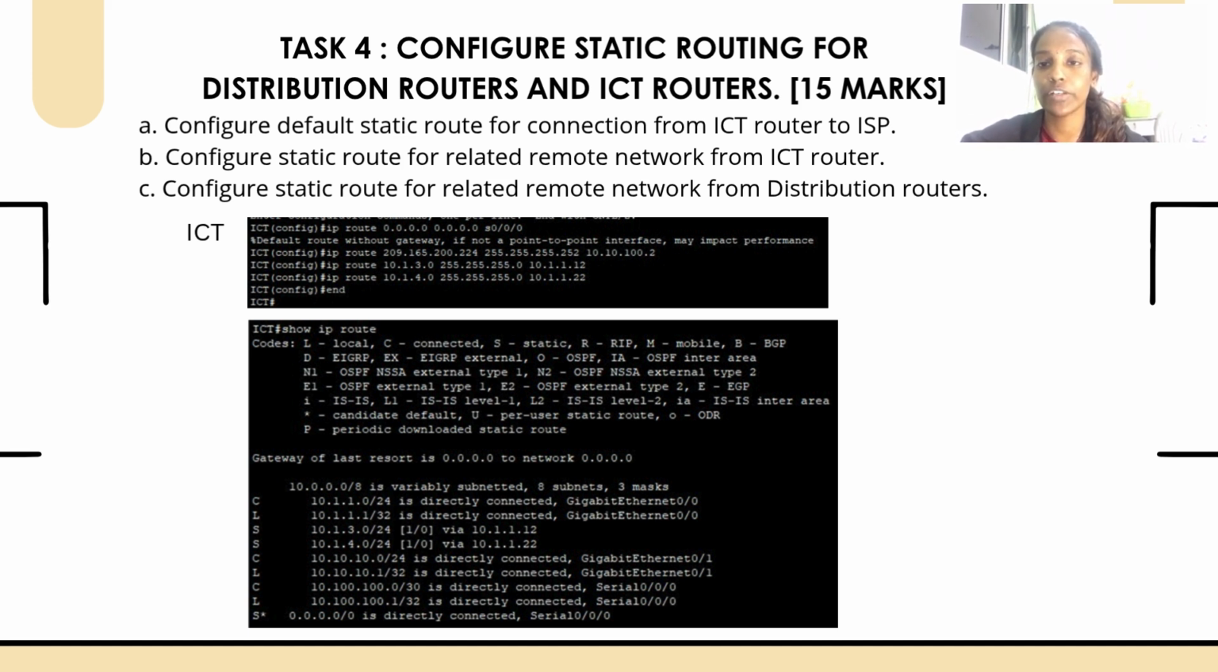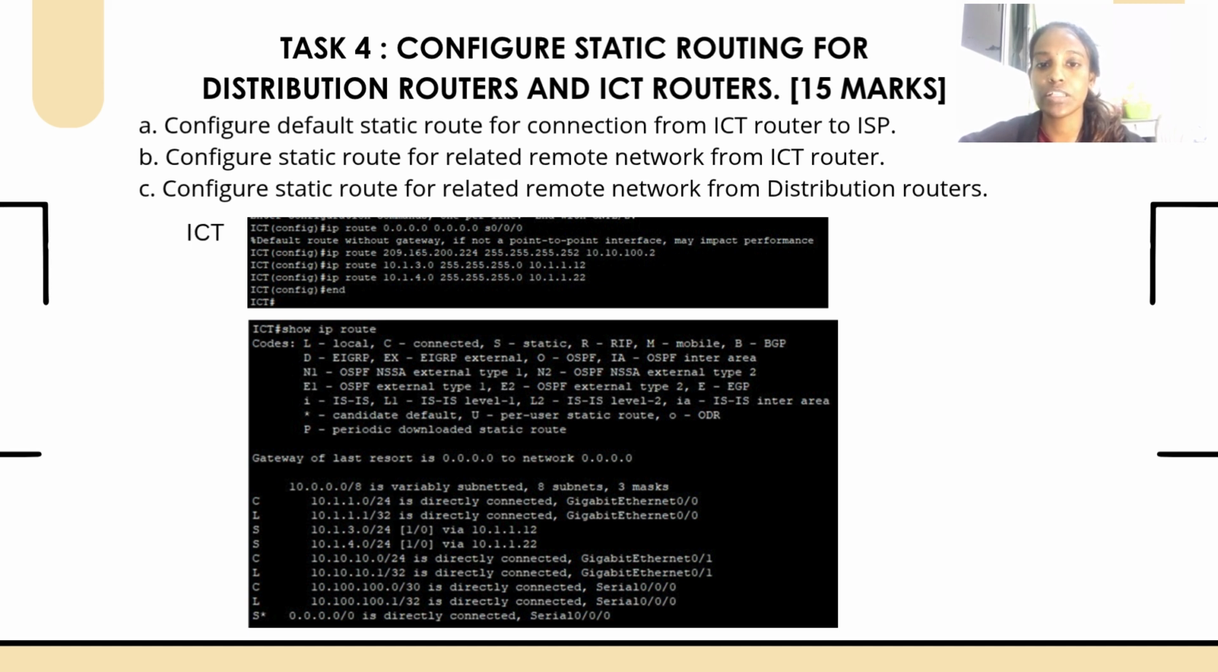In task 4, we are required to configure static routing between the ICT router and the two distribution routers to ensure all the devices can communicate with each other. First we begin with the ICT router. We configure a default route using the command ip route 0.0.0.0 0.0.0.0 10.100.100.2. This allows the ICT router to forward all unknown traffic to the ISP. Next we add specific static routes to the subnets managed by the distribution routers.